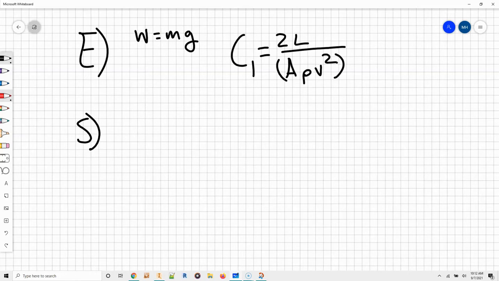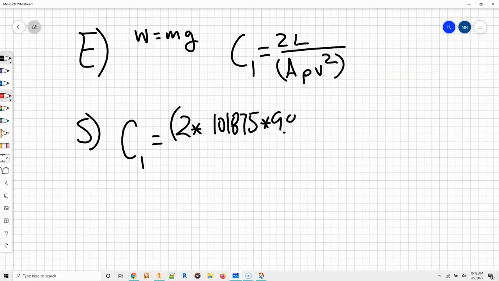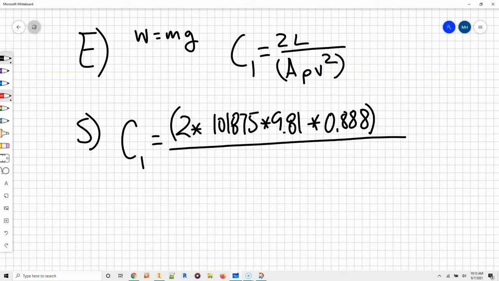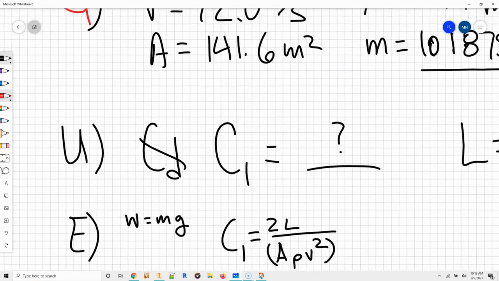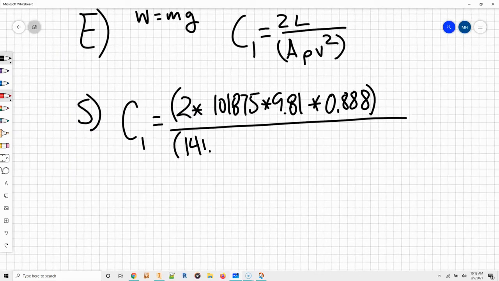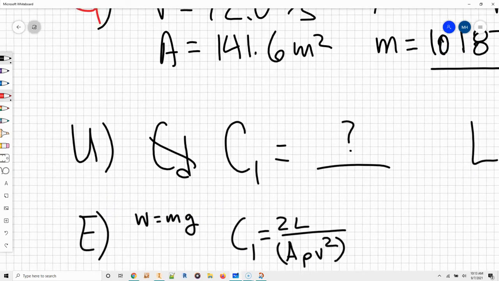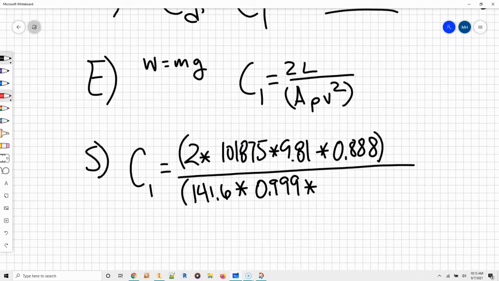The coefficient of lift equals parenthesis 2 times the mass times 9.81 times 0.888, close parenthesis, over area, which was 141.6, times rho 0.999, times velocity squared. Our velocity was 72, so we're going to put 72. And we're only squaring the velocity, not the entire expression.